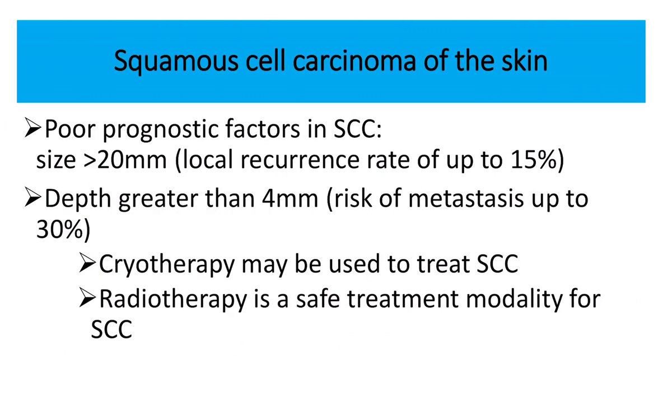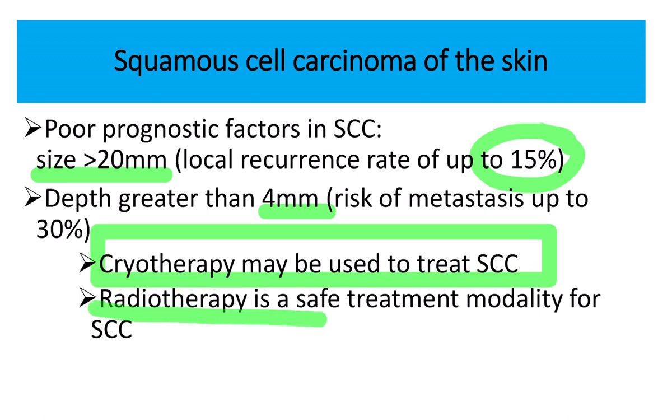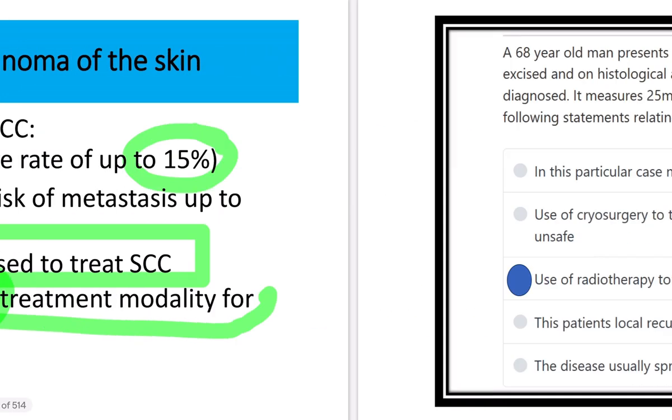And what are the poor prognostic factors? Here we can see the poor prognostic factors: when the size is more than 20 millimeters, or more than 2 centimeters, and the local recurrence rate reaches up to 15%, and a depth greater than 4 millimeters is also a risk factor. So first of all, when the size is more than 2 centimeters, that means more than 20 millimeters, and when the depth is more than 4 millimeters, it is a risk factor. And what are the treatment options? Treatment options are cryotherapy, and another option is radiotherapy, and radiotherapy is safer than cryotherapy.